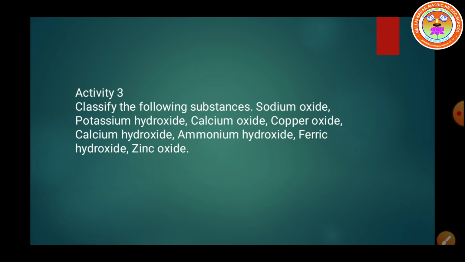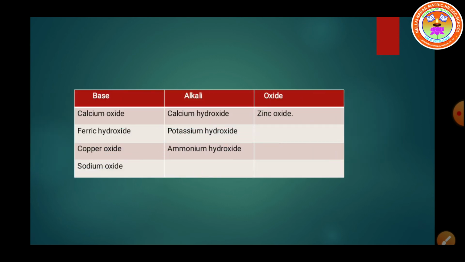Next one is activity 3. Classify the following substances. See here: sodium oxide, potassium hydroxide, calcium oxide, copper oxide, calcium hydroxide, ammonium hydroxide, ferric hydroxide, and zinc oxide. See here, answer.